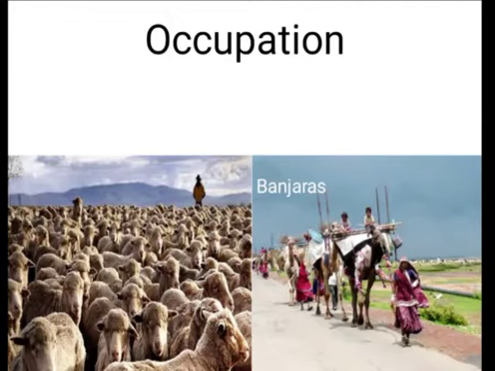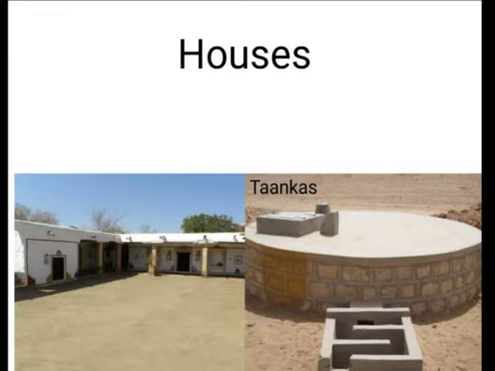Next topic is occupation. People mostly rear sheep, goat, camel and cattle. Some of them are farmers. They grow bajra, jowar, maize, sesame and groundnut. Some people also travel from one place to another in search of food for themselves and their animals. Such people are called banjaras. Life in the Thar Desert is thus very hard.